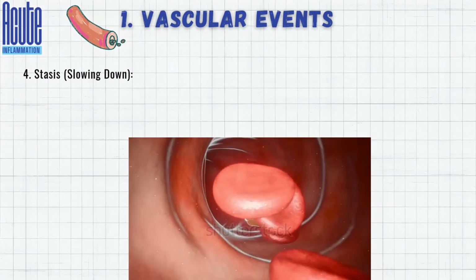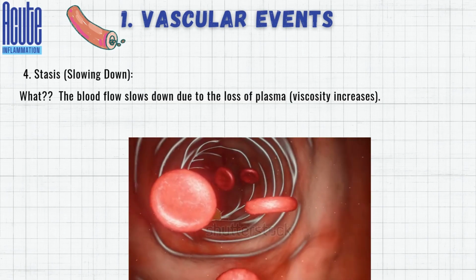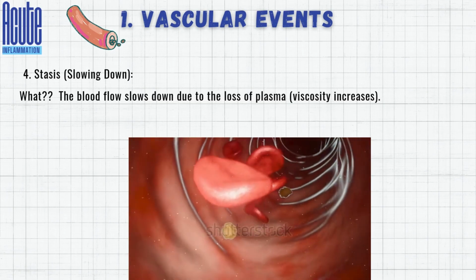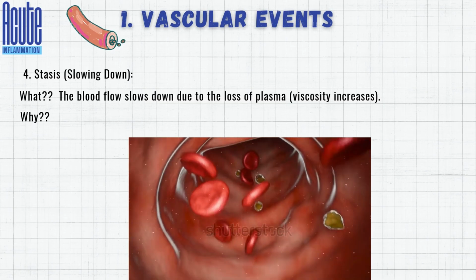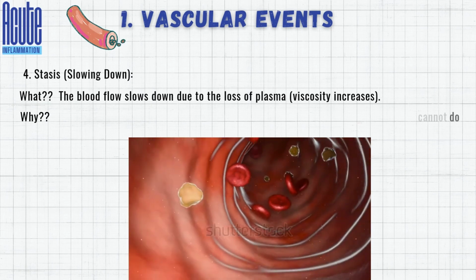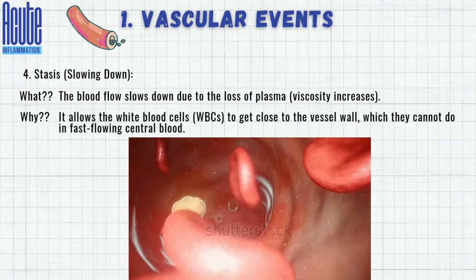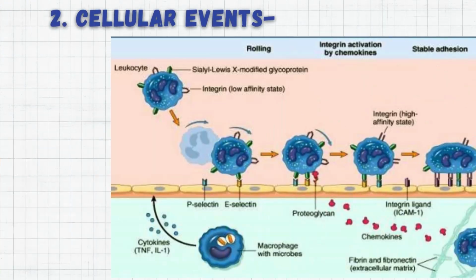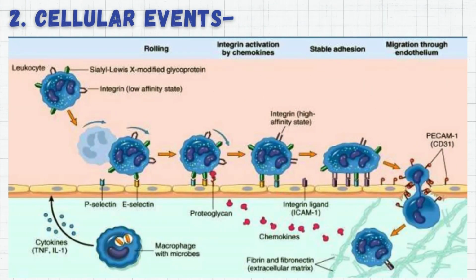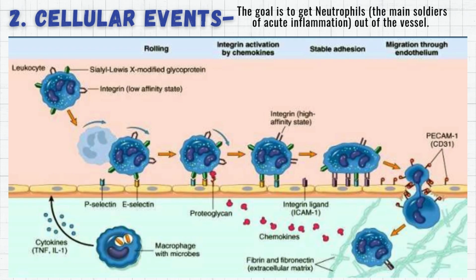Next comes stasis, or slowing down. The blood flow slows down due to the loss of plasma. Viscosity increases. Why? This is critical for the next step. It allows the white blood cells to get close to the vessel wall, which they cannot do in the fast-flowing central blood. Next, what happens are collectively called cellular events. The soldiers exit the transport. The goal is to get neutrophils, the main soldiers of acute inflammation, out of the vessel.